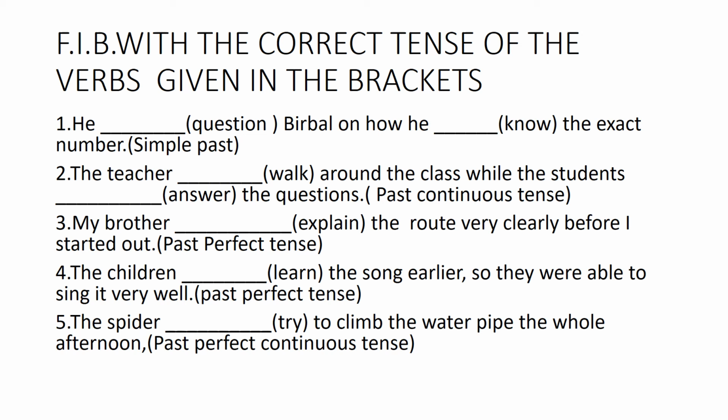Fifth example: the spider dash to climb the water pipe the whole afternoon. Past perfect continuous tense. Past perfect continuous tense has only one form: had been plus verb ending in ing. The spider, it. It had been trying to climb the pipe the whole afternoon.